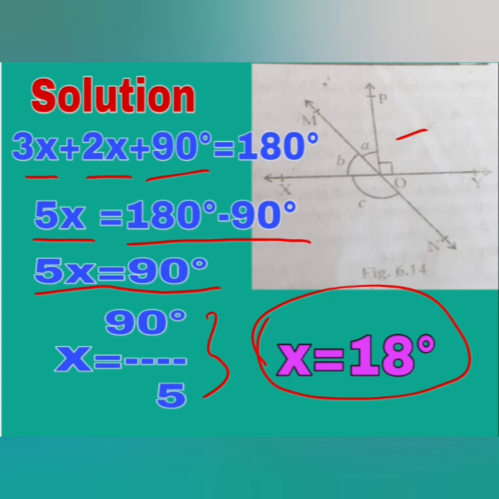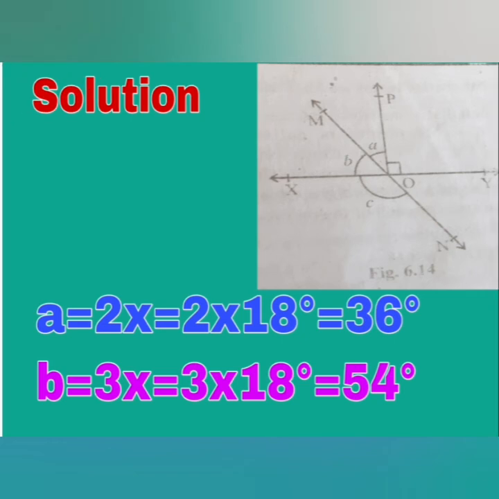So with the help of this variable, it is possible for us to find out the value of A and B. So that's why we have calculated the x value. If x is 18 degrees, then A value is equal to 2x, that is 2 into 18 degrees, 36. B is equal to 3x, that is 3 into 18, which is equal to 54 degrees. So what is the use of calculating these A and B angles? That thing we have to learn.